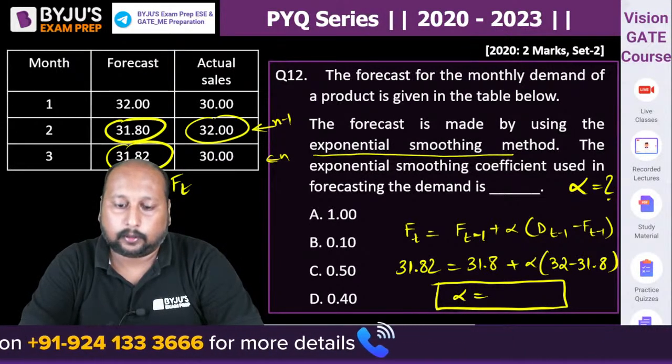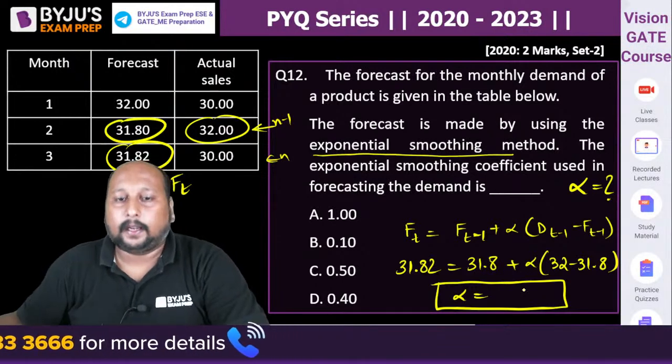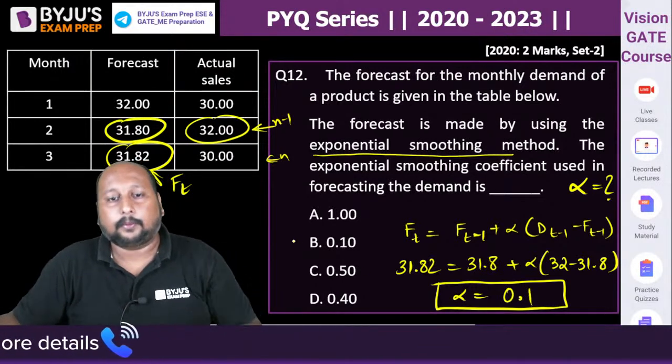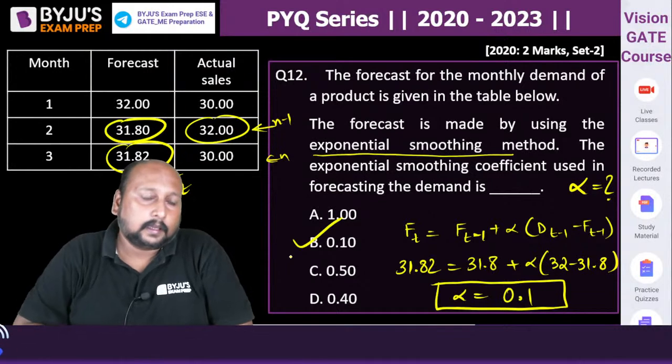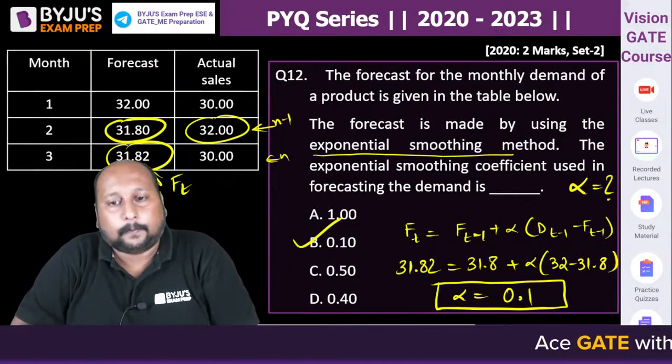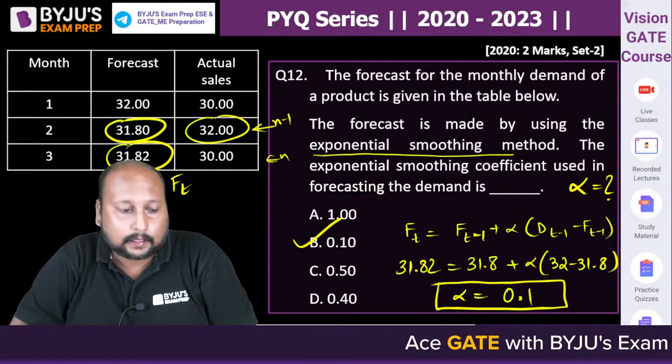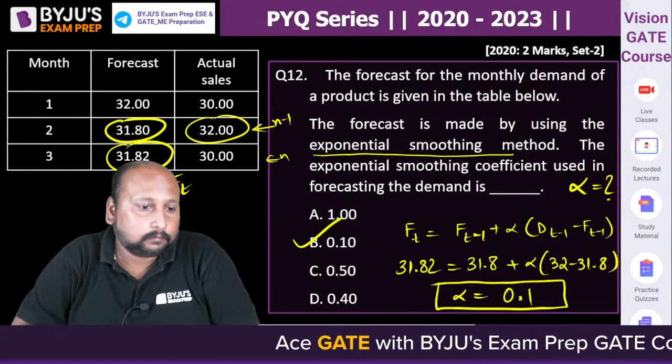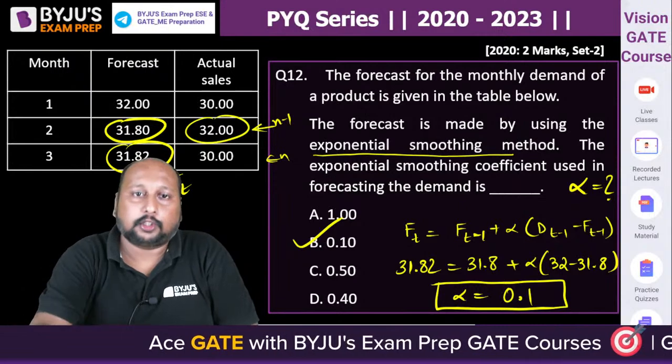It's 31.8. Are we getting 0.1? 0.1, option B is the correct answer. Alpha equal to 0.1, option B is the correct answer. Okay, done. Clear? Chalo, next question, 13th.